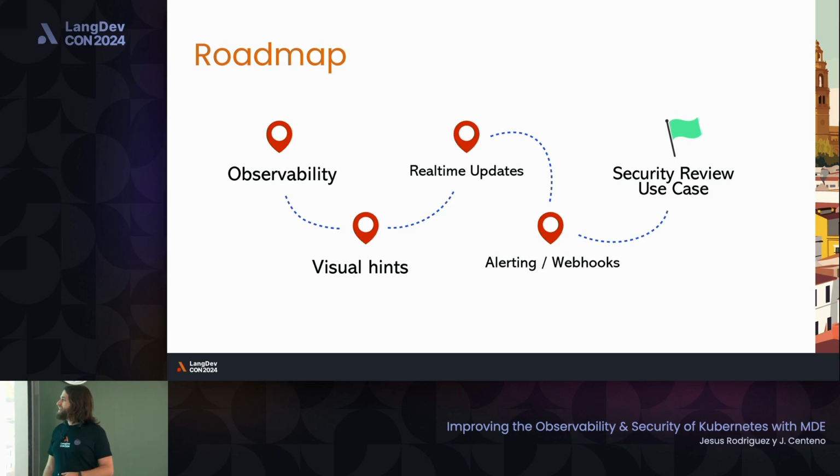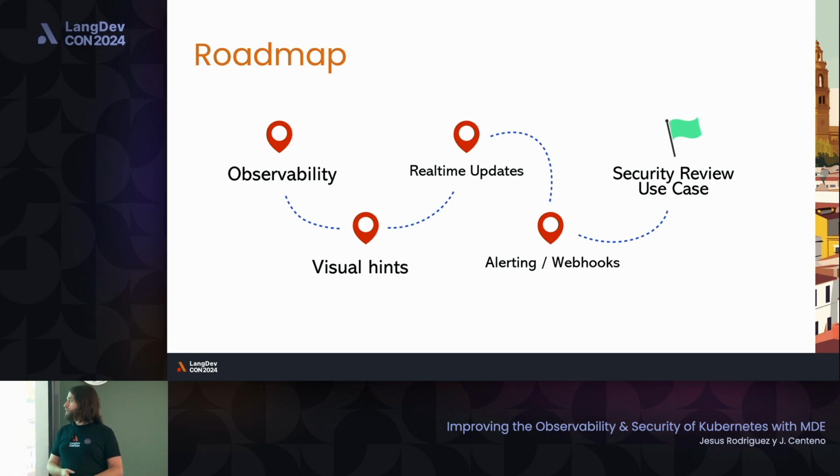And we have a roadmap that we are focusing on for this year and the next year. We are working on the observability that I showed before. We want to add more features. We want to see, for example, if our pods are stressed out or not, if we need to scale. We have visual hints, like the traffic lights, but we would like to add more information so you can recognize different types of errors without having to click.